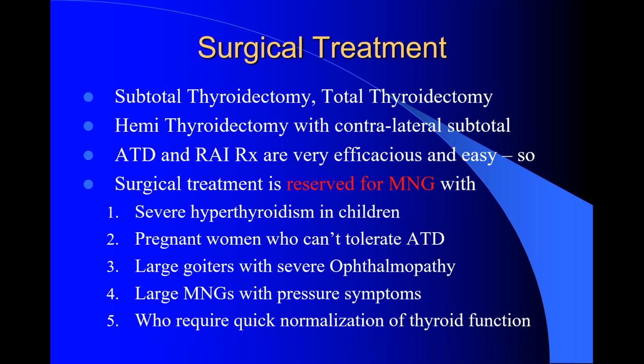Anti-thyroid drugs and radioactive iodine are very efficacious and easy, so surgical treatment is practically reserved only for multinodular goiter with severe hyperthyroidism in children, where radioiodine cannot be given; pregnant women who cannot tolerate the drug; large goiters with severe ophthalmopathy where radioactive iodine is not to be given; large multinodular goiters with pressure symptoms; and those who require quick normalization of thyroid function. So basically, the choice of your treatment is very essential.